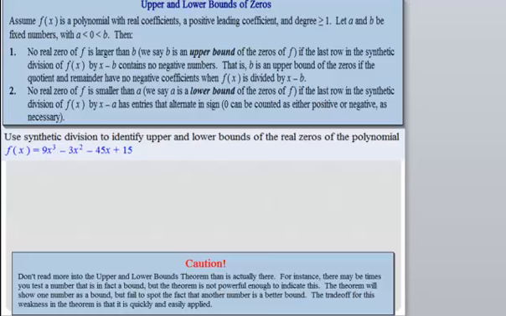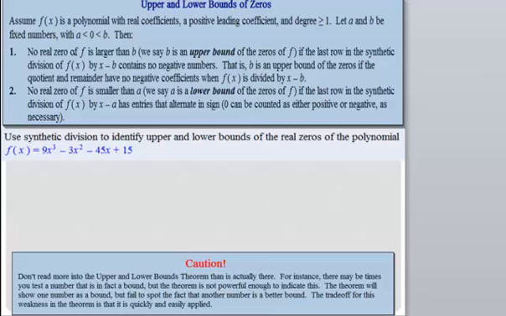The upper and lower bounds theorem states this. Assume f of x is a polynomial with real coefficients, a positive leading coefficient, and degree greater than or equal to 1. Let a and b be fixed numbers with a less than 0 less than b.